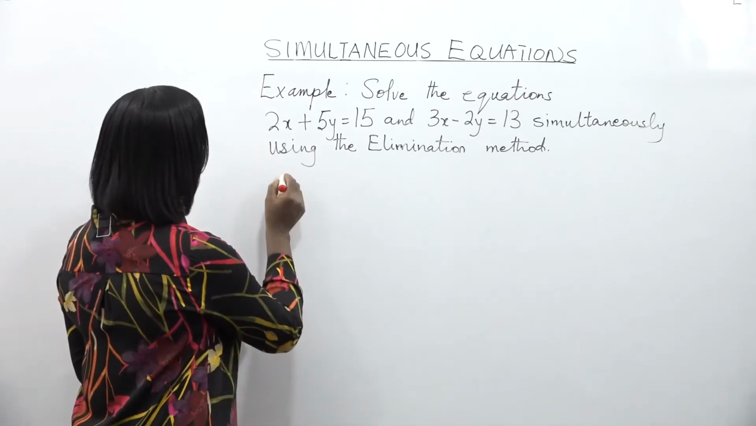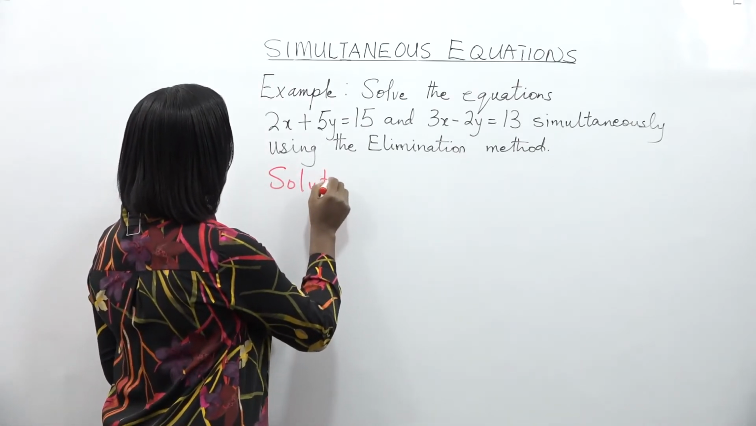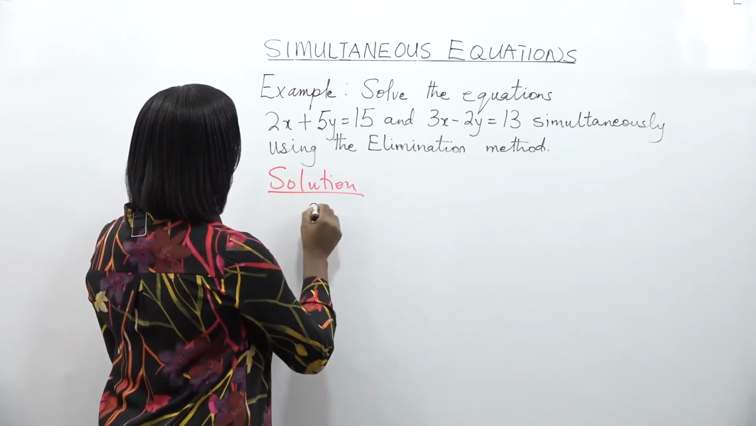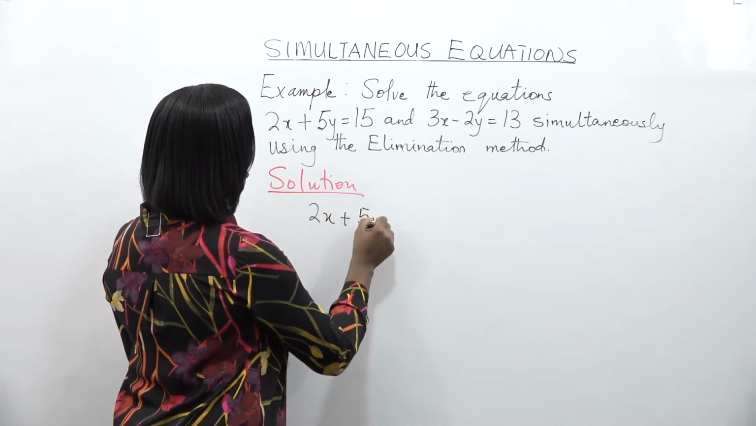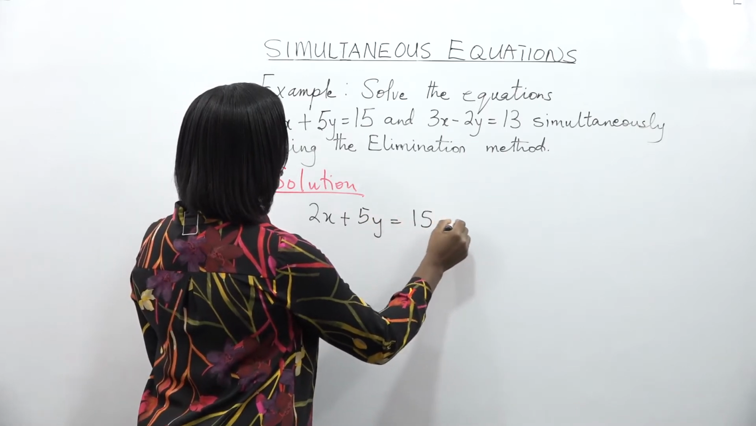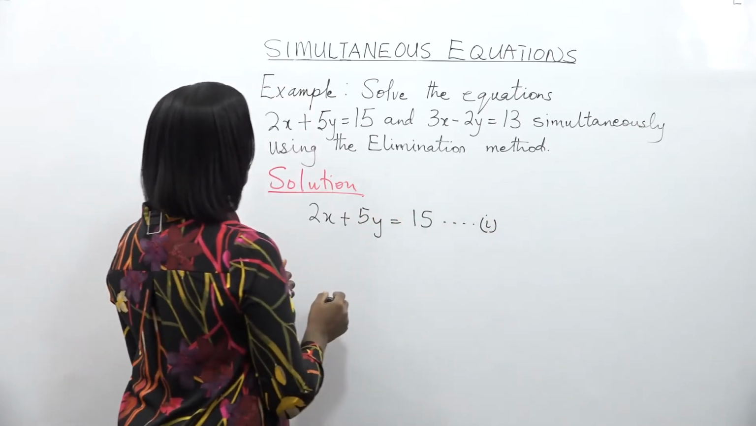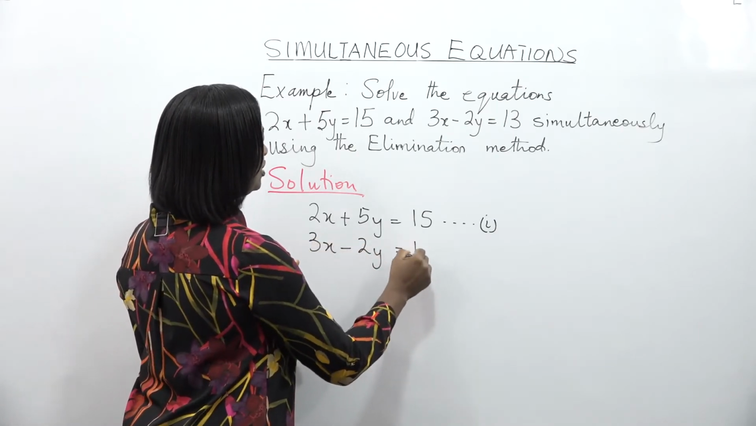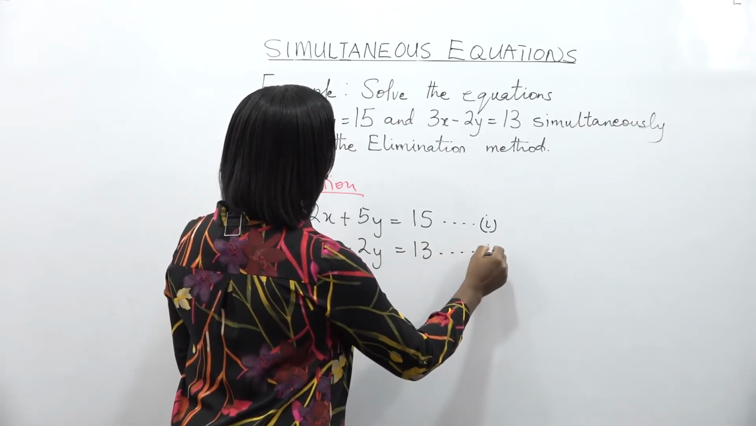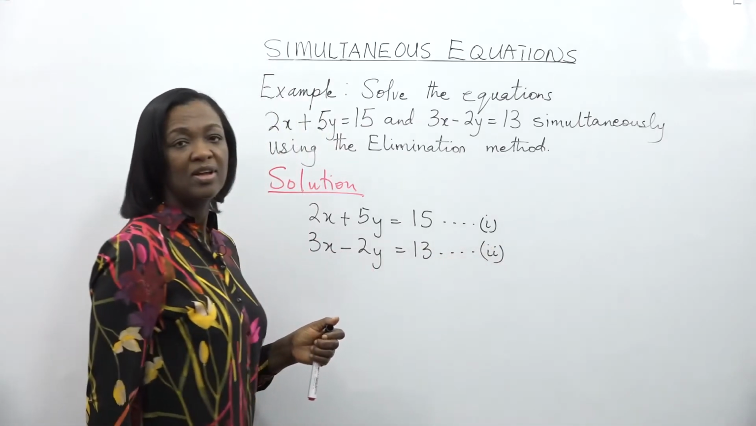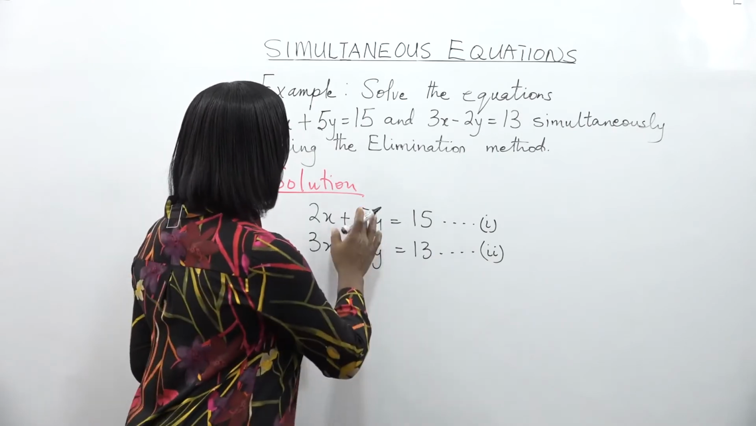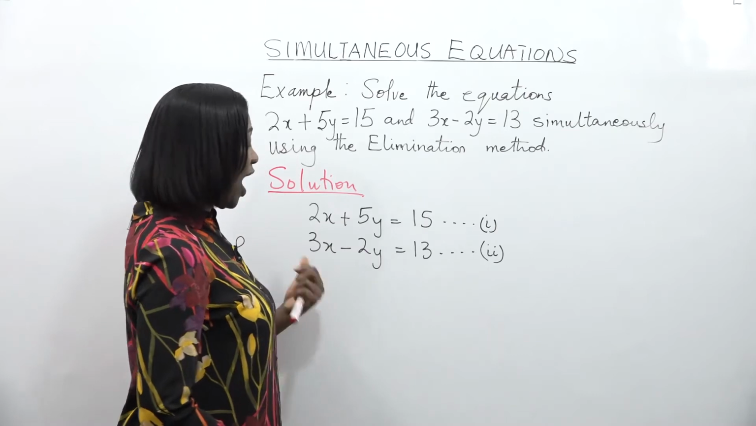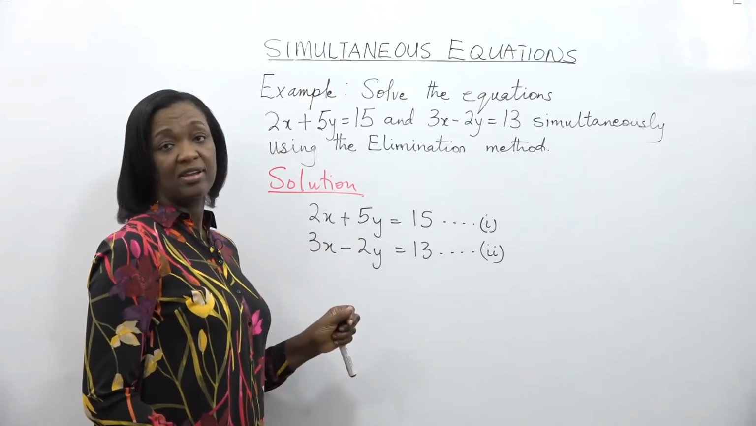But in this case, the coefficient of x is 2x in the first equation, and it's 3x in the second. So none of them is the same. The coefficient of y in the first one is 5y, and in the second one is minus 2y. But we can balance them out so that we'll be able to eliminate. So, solution. We have 2x plus 5y is equal to 15. That's our equation 1. And 3x minus 2y is equal to 13. That's our equation 2. So when we have two equations in this form and we want to eliminate, I would like to eliminate the y.